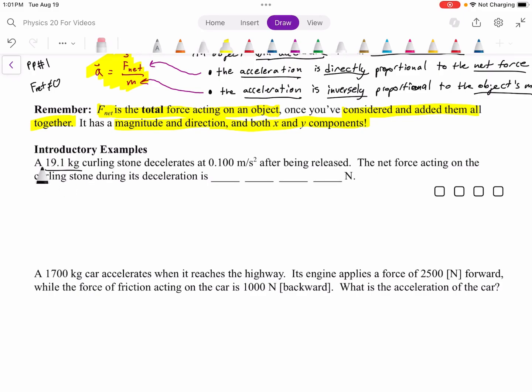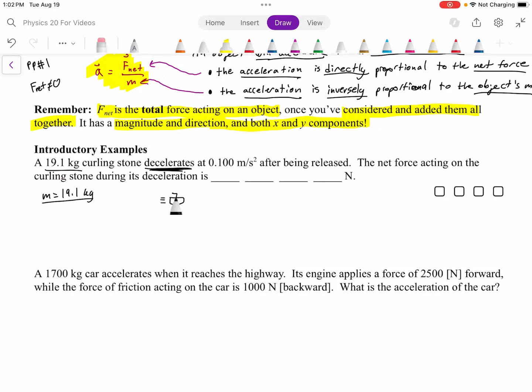Okay, so let's try some very basic examples to kind of introduce ourselves to the equation a bit here. So we have a 19.1 kilogram curling stone. So that's our mass. Remember, we measure masses in kilograms, not grams. Curling stone decelerates. Okay, so deceleration, remember, that is an acceleration. It's just an acceleration where the velocity is changing in such a way as to get slower, right? Any change in velocity, whether it makes you faster or slower, is an acceleration.